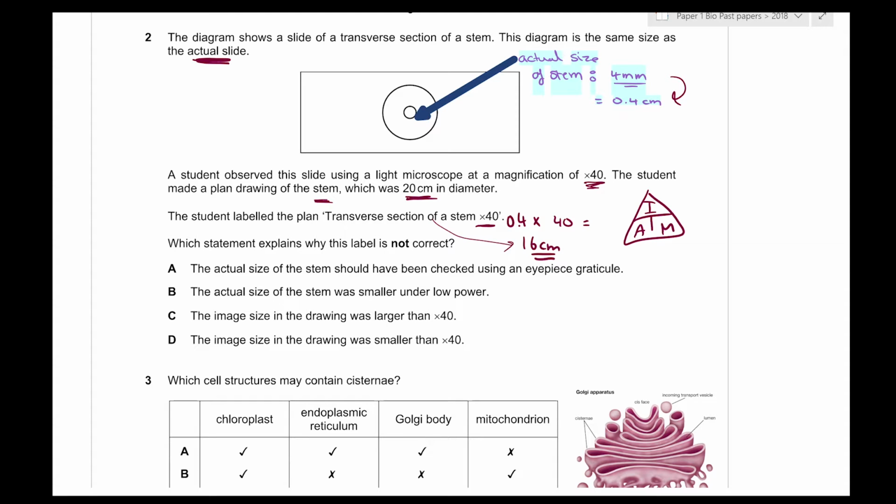Now, let's see the suggestions that we have here for A. The actual size of the stem should have been checked using an eyepiece graticule. This is incorrect. You don't need to check it using an eyepiece graticule at all. It's too large to be able to do this.